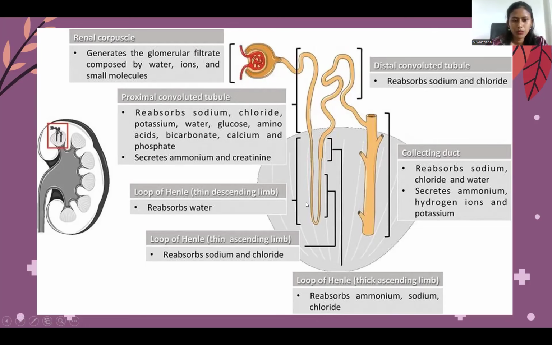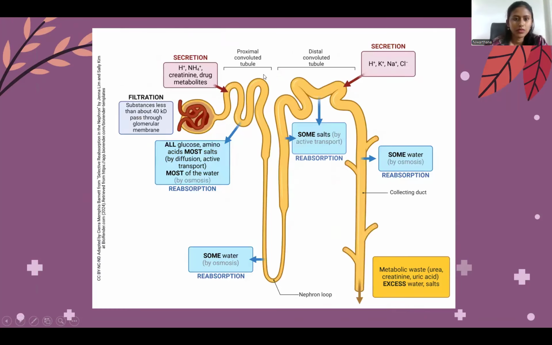So, the loop of Henle. In the descending limb, it reabsorbs water. But the thick ascending limb reabsorbs ammonium, sodium, and chloride. In the collecting ducts, it reabsorbs sodium, chloride, and water, and it secretes ammonium, hydrogen ions, and potassium. So, this is what they secrete at each place, and what they reabsorb.